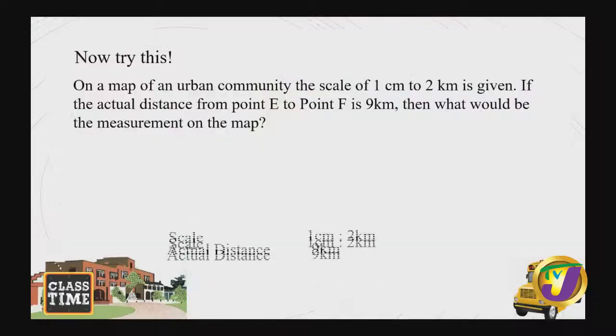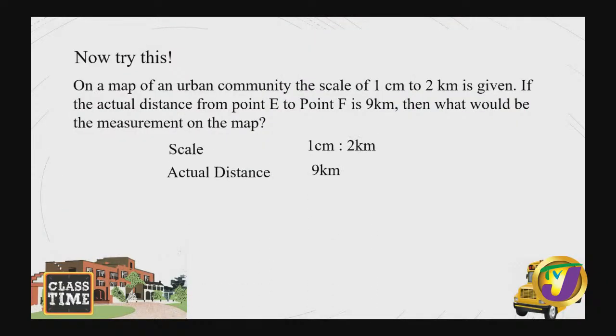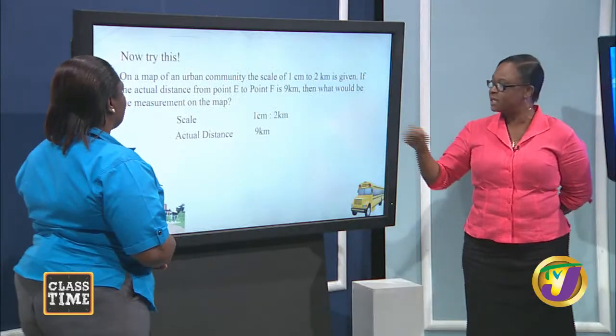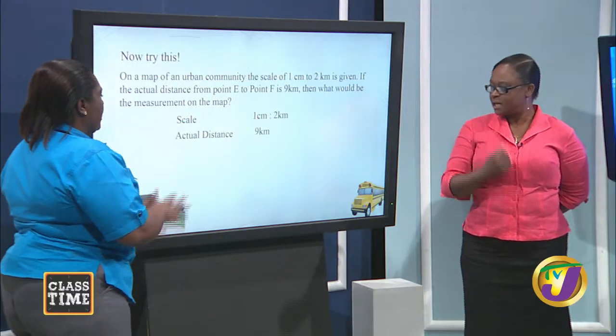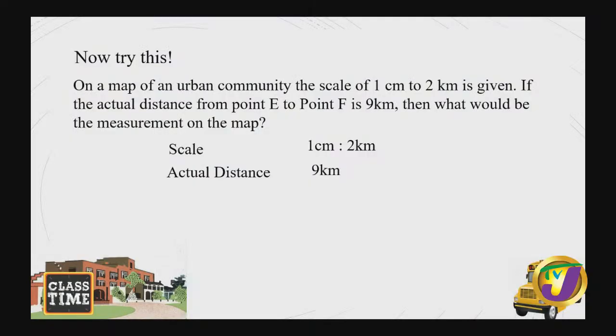The scale is given, 1 centimeter to 2 kilometers. Now, what kind of scale is this? It's the same direct representation. Direct statement. Yes. And the actual distance is also given. So in real life, the distance that we're working with is 9 kilometers. And we want to find the measurement on the map. So if you were to draw this map, what would the measurement look like?